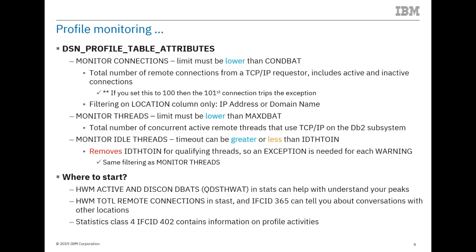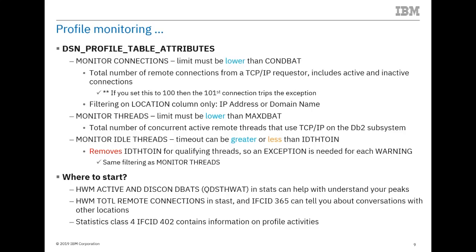If you set up a warning or an exception for the monitor idle threads, anything that qualifies for that profile no longer abides by your zparm idle thread timeout. So if you just put a warning on there to observe how long this thing is idle, it would no longer abide by idle thread timeout and you could allow it to run forever. So for each warning profile you put in for idle thread, you need an exception profile against that same criteria to make sure that they still would time out. If you're looking to utilize this and you need a starting point, I'd point you towards the statistics report, SMF 100s.